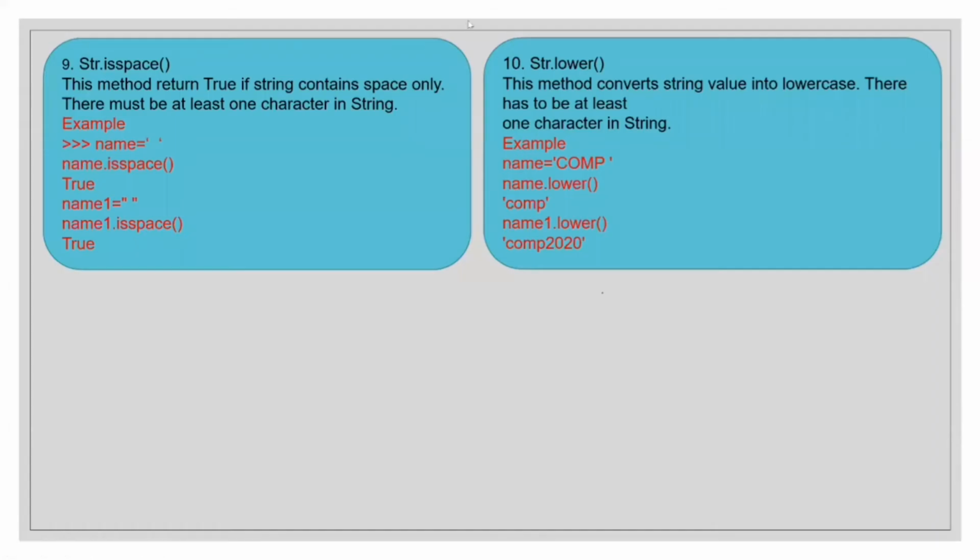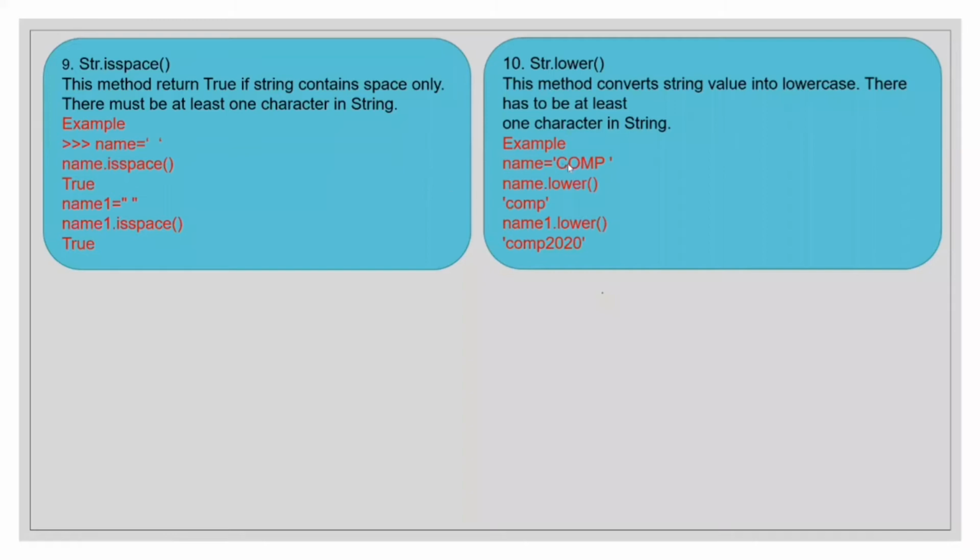Then we have str dot lower. Now there was is lower and this is lower. Is lower was checking if all the characters in the string are in lowercase or not, and lower is converting all the characters of the string into lowercase. So there's a difference. The is denotes that it is just checking. It's going to give the output as true or false based on what the string contains. But lower is going to convert all the characters present in the string into lowercase.